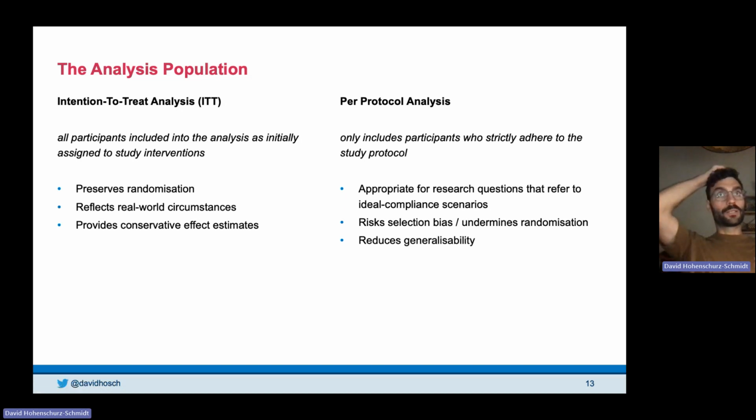Per protocol analyses also reduce generalizability, referring to the applicability of findings outside of your trial circumstances. So that's the opposite of being highly real-world relevant. It means, well, that's really a finding that only applies to the specific circumstances and assumptions of this RCT.